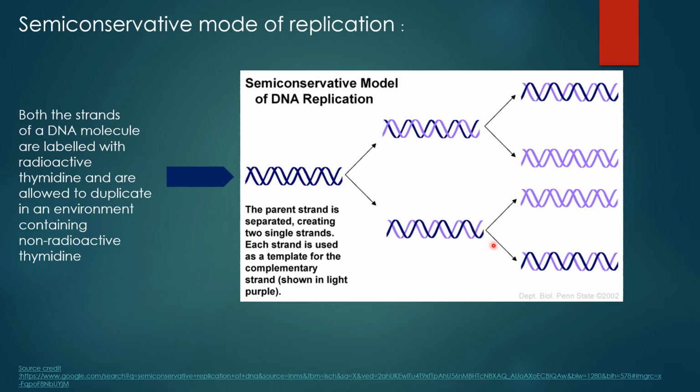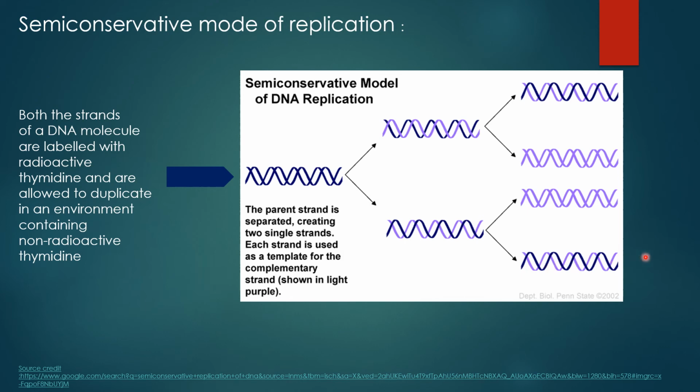Then at the second round of replication, again one strand would remain labeled, which was taken from the initial duplex, and the other strand would be unlabeled. Here the second strand is unlabeled and we are adding non-radioactive thymidine here, hence the other strand would also be unlabeled. So both the strands would be unlabeled in these two cases. In these cases one of the strands would be labeled and the other unlabeled. So this is still the second cycle.